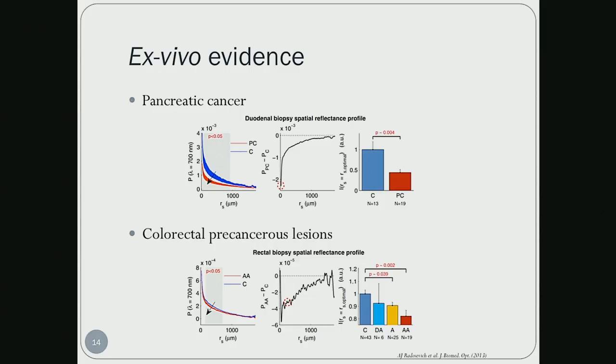In the middle figure, this is the subtraction of the control P of R from the cancerous or precancerous P of R. As you can see, the biggest difference is at very small length scales, indicating that the changes are a result of small structures and mostly changes to the phase function, not changes to US prime. So this is what the probe is optimized to detect.